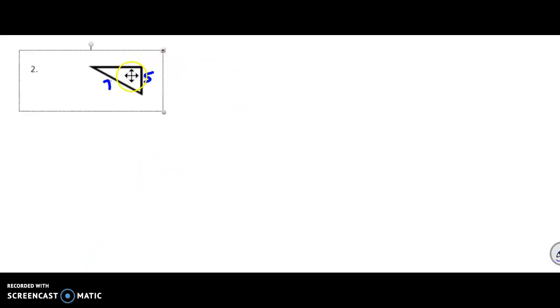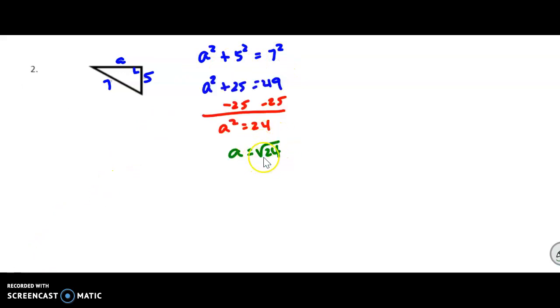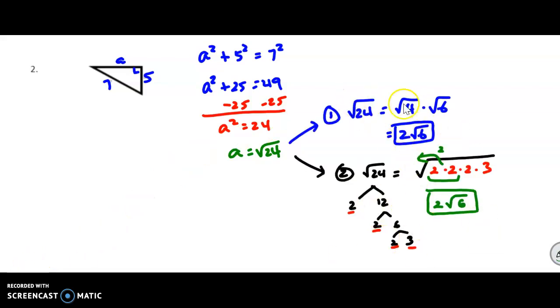For this final example, I know that the 7 is the longest side because it's across from the 90 degrees. You have to be careful of what your setup is going to look like here. When you solve this out, after a couple steps, here's what it looks like. And then you have to simplify this radical, the square root of 24. And as you can see, I showed both ways.